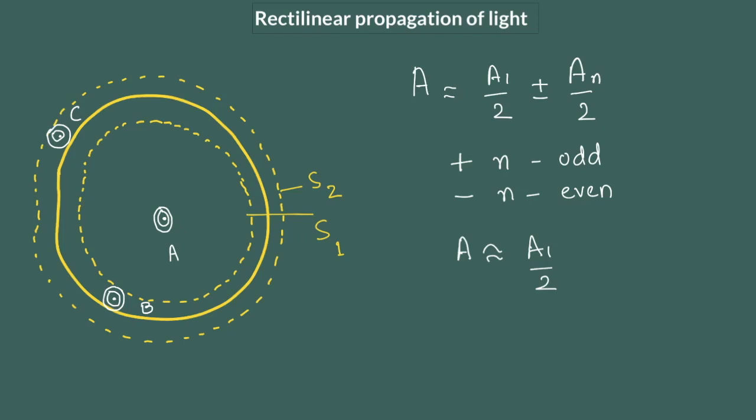If there are a very large number of zones in an aperture, then because of the obliquity factor, this a1 will be very large as compared to an, and we can say that a is approximately equal to a1 by 2. Now, depending upon this theory, we will try and study rectilinear propagation of light.